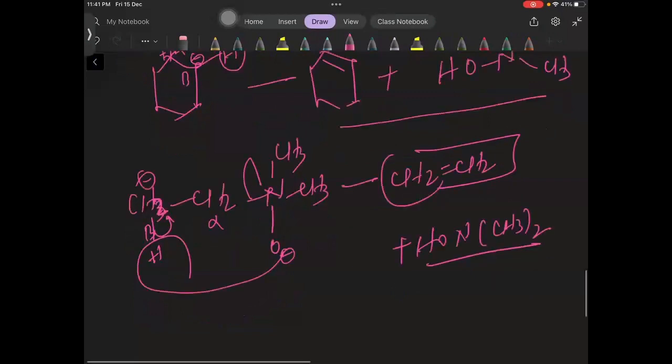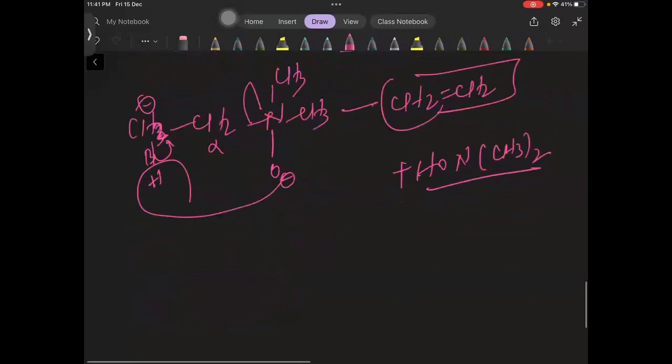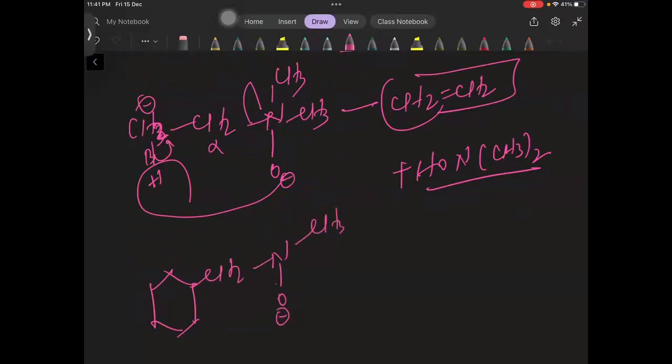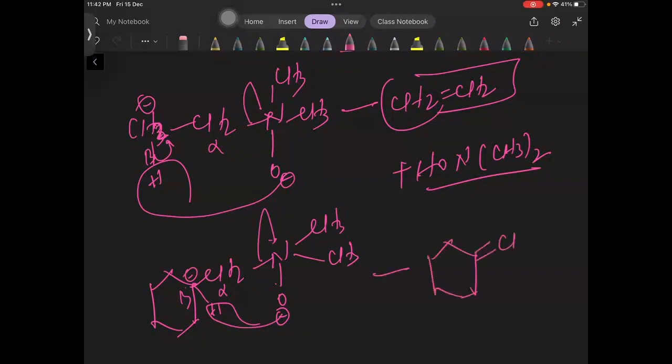One more example, students. See here, here is the CH2 and oxygen's negative charge, CH3, CH3. So what will happen? Again, here is alpha, it is a beta hydrogen. Oxygen will attack here, so negative charge will come, that bond will break here, and as a result, the compound will form like that, CH2. Am I right?